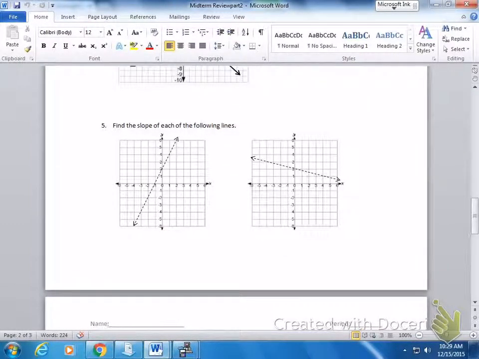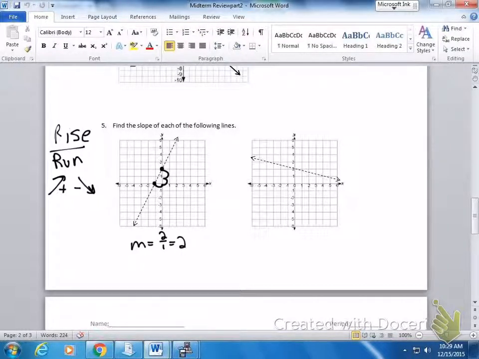Number 5, find the slope of each of the following lines. Guys, if you have a graph, it's rise over run. If we're up and to the right, it's positive. Down and to the right is negative. So pick two nice points and count. I've got a point there at negative 1, 0. Another one at 0, 2. That's over 1, up 2. And the slope is positive. So the rise was 2. The run was 1. So my answer is 2.